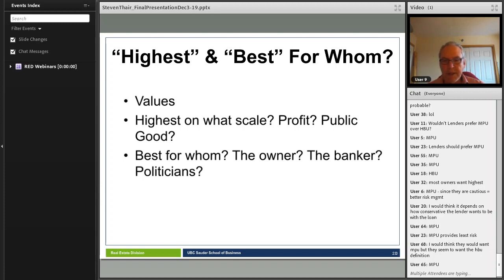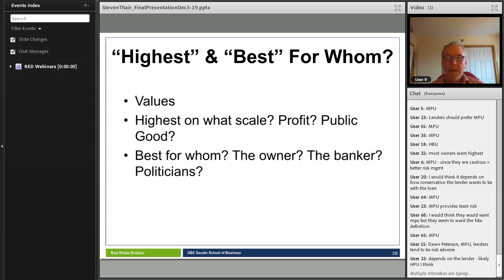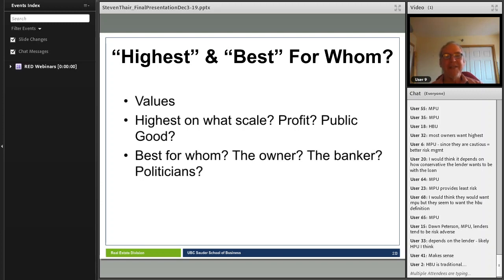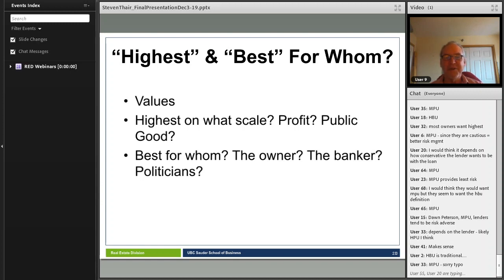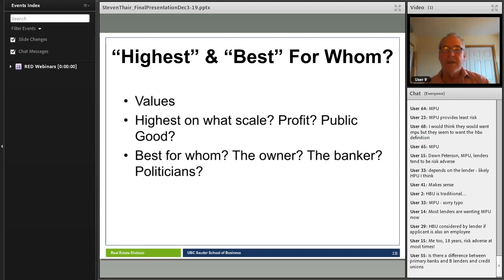Philomena writes that I would think they would want MPU, but they seem to want HBU. Yes, some lenders are risk averse. I was in the lending business for a while, and there used to be loan managers and collection managers. You'd send a loan manager out to a branch for several years, and he'd loan money. Everybody in the community liked him, and then you'd move him on to another branch that needed to bulk up their business, and you'd bring in a collection guy, and he had to deal with all the defaults. Darren writes that HBU is traditional, and I think that's a lot of what's going on here. Older lenders in particular have always dealt with highest and best use, and so that's what they're used to.